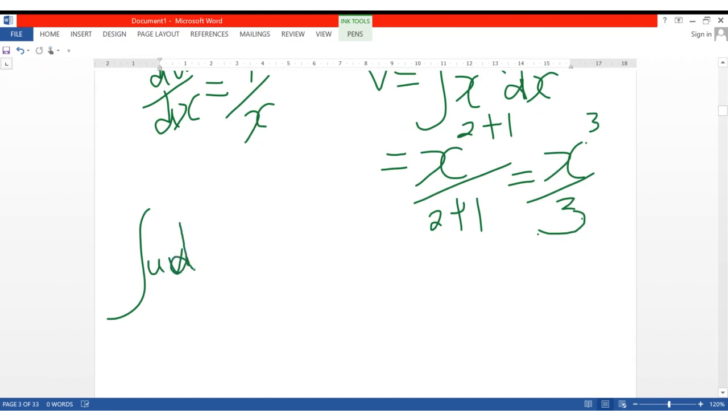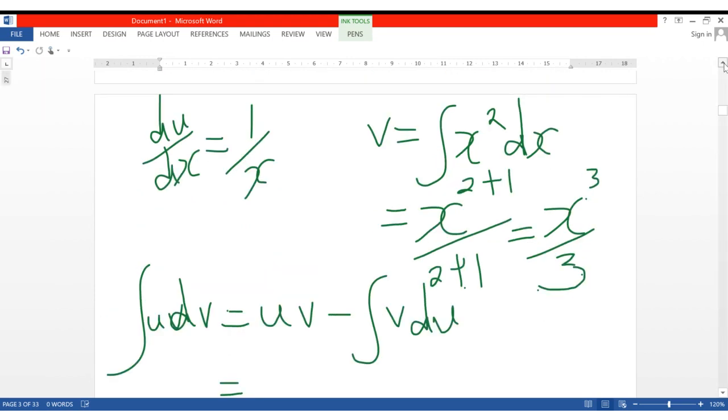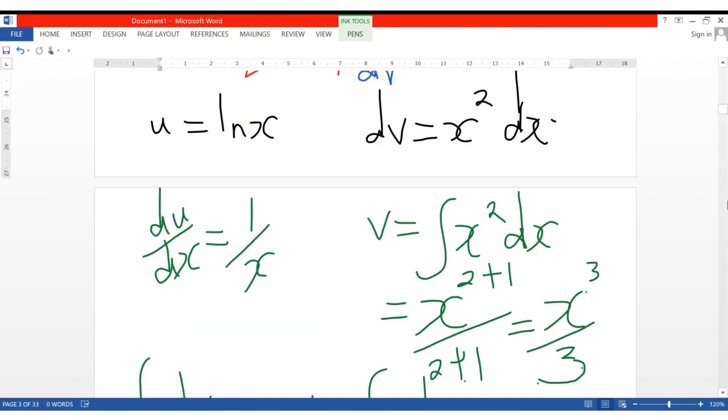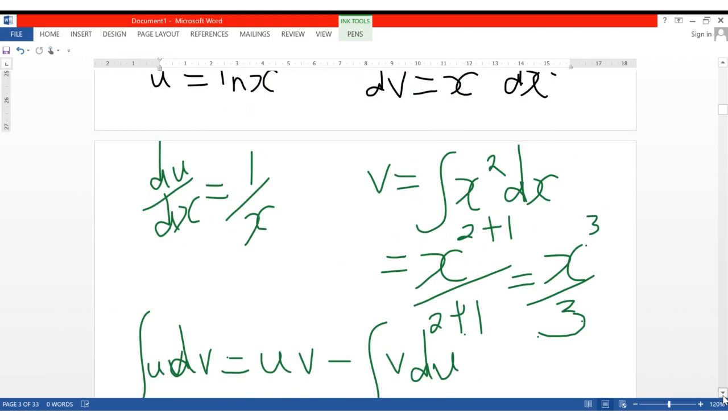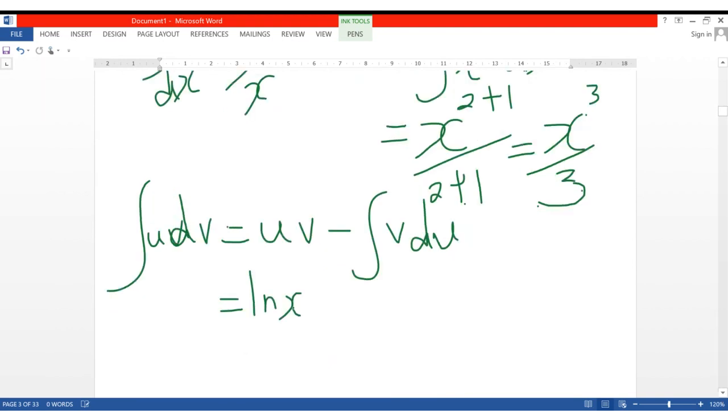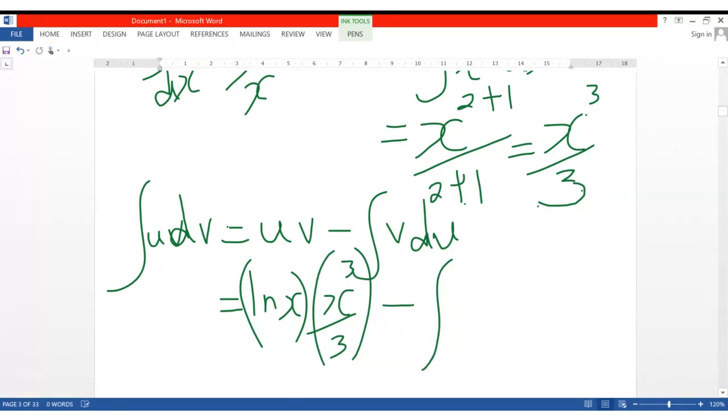Integral of u dv is equal to uv minus integral of v du. My u, we had called it as what? My u was, let me go up, my u was ln x. So I put it in the formula, ln x. Then my v, I've integrated, x to power 3, 1 over 3, minus my v again, x to power 3, 1 over 3.